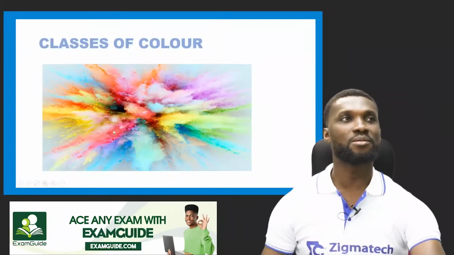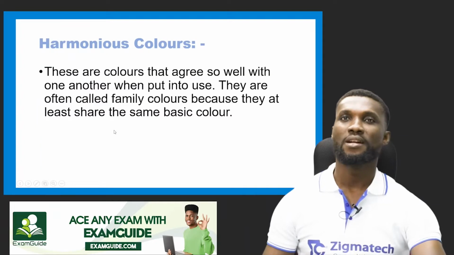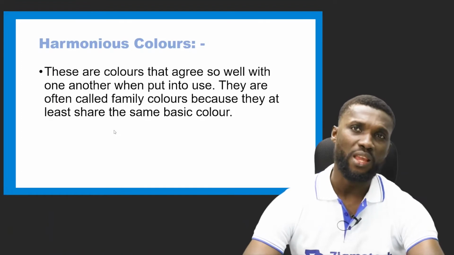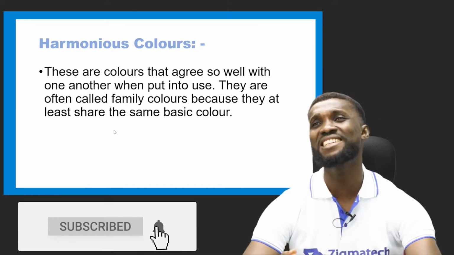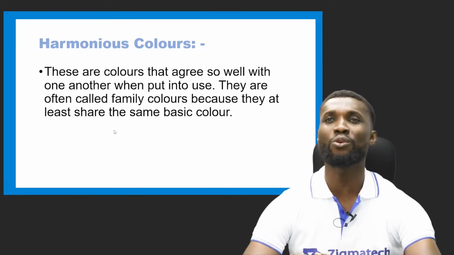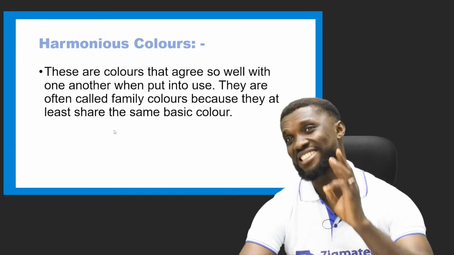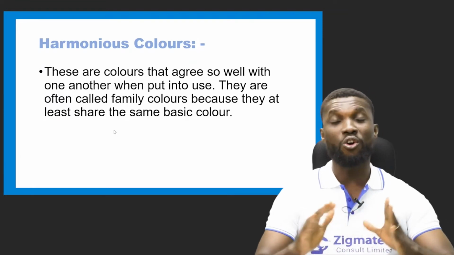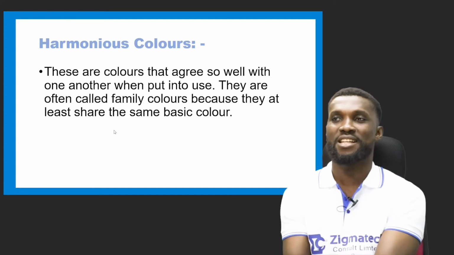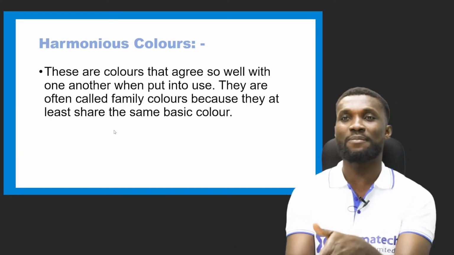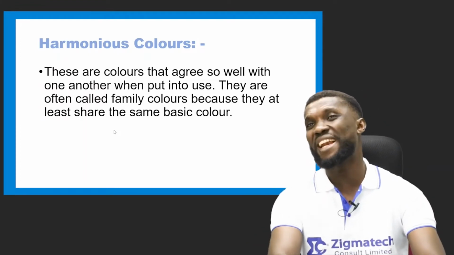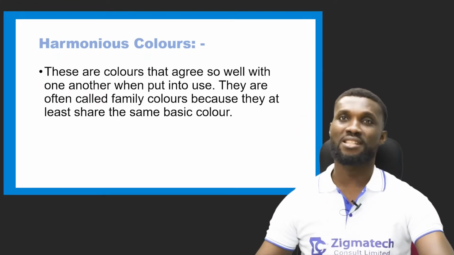Now let's look at some of the other classes of color. The next class of color we'll talk about today is harmonious color. These are colors that agree so well with one another when put into use. They are often called family colors because they share the same basic color. For example, pink and red fall under the same family. So we regard those colors as harmonious colors.